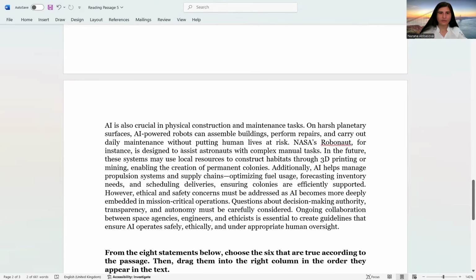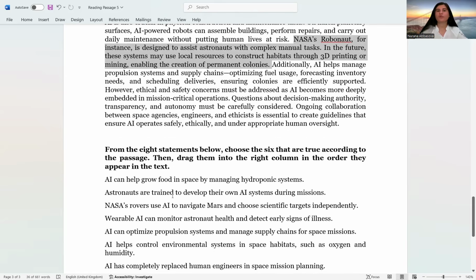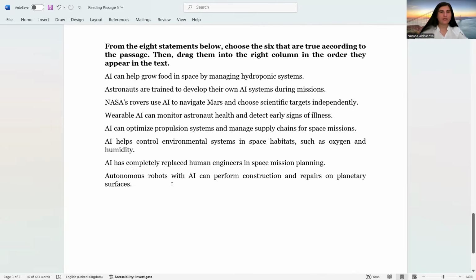Let's say here you have hydroponic. So read the sentence, not the paragraph. Read at least the sentence to see, do they actually talk about it? So do not just match one word to another word. Yes, next one is, of course, the easiest one, NASA, because it is in block letters. Mars, navigate Mars, wearable AI, etc.